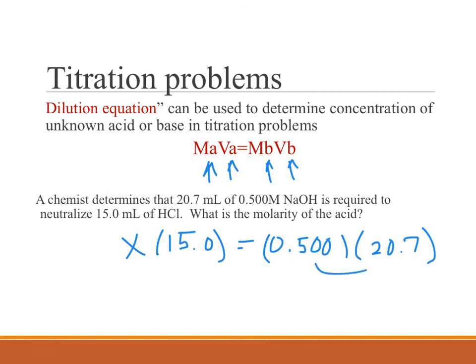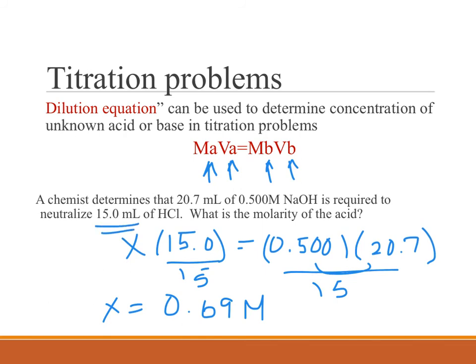Again, you'll multiply these two together and divide everything by 15. Doing the basic algebra, we'll come up with an answer for molarity. Actually, X will be the molarity answer, 0.69 molar. So the molarity of this 15 milliliters of hydrochloric acid has been determined to be 0.69 by this titration experiment and a little application of the formula.